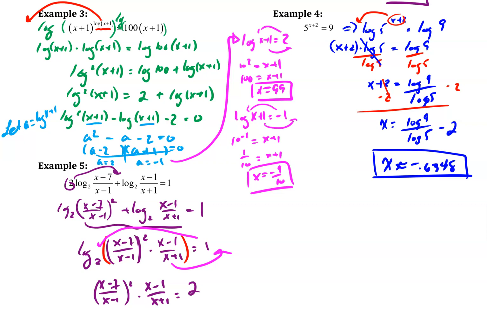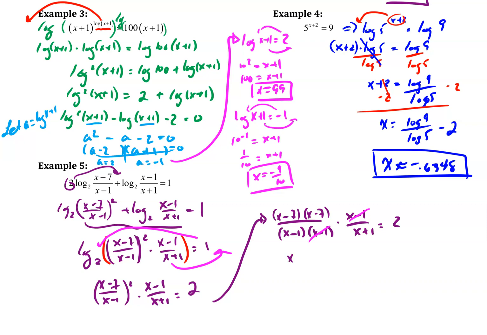To make this nicer, let's expand this out, because if I'm squaring this fraction, I'm really squaring the top and the bottom. So let's do this over here. I'm going to say x minus 7 times x minus 7 over x minus 1 times x minus 1 over x plus 1, all equals 2. Okay, so let's make this simpler. I can simplify here, since I have the numerator and denominator with the same expression. And now I can just multiply them.